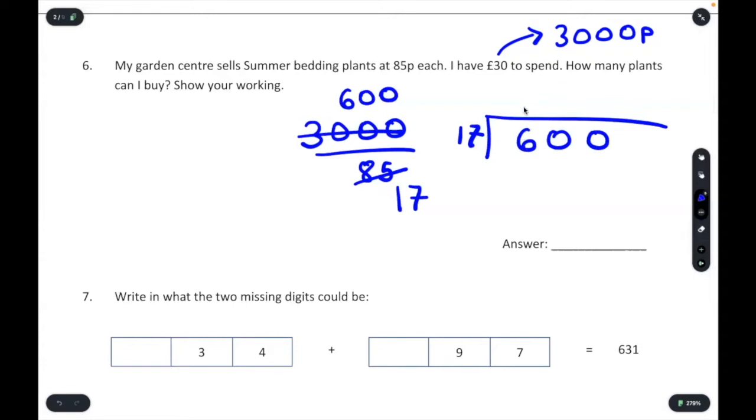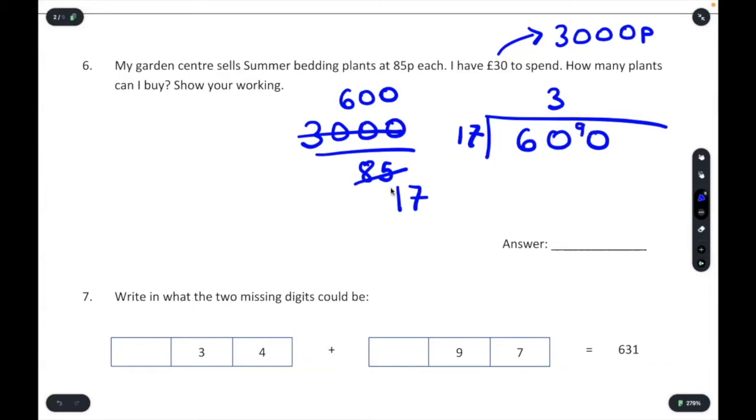Well, it doesn't. So technically we'd have a 0 here for the place value. And then how many times does 17 go into 60? Well, 17 times 3 is 51. That's the biggest number that goes in there. We've got a remainder of 9. So how many times does 17 go into 90?